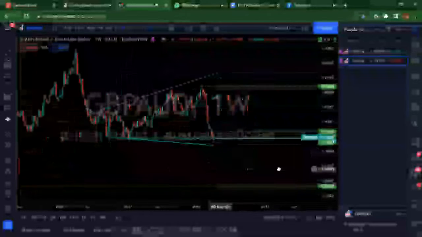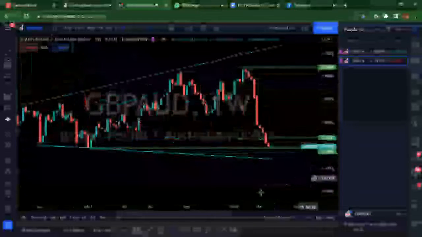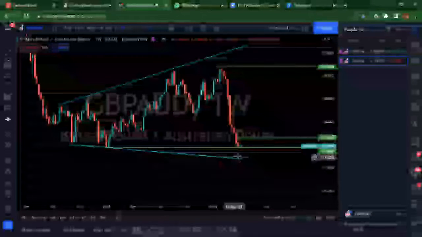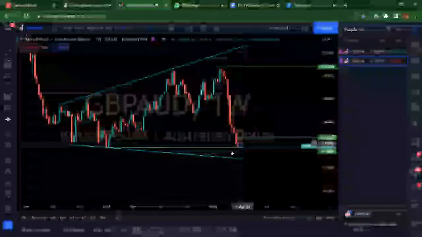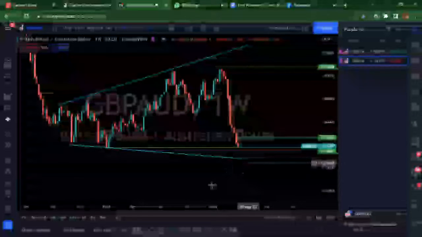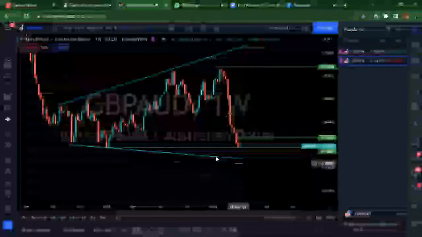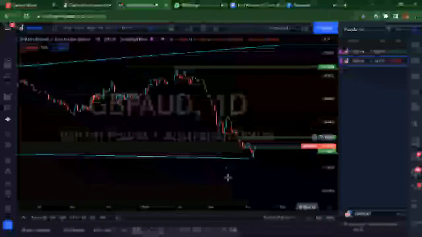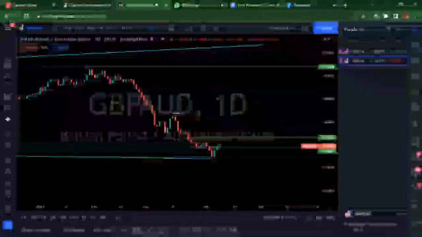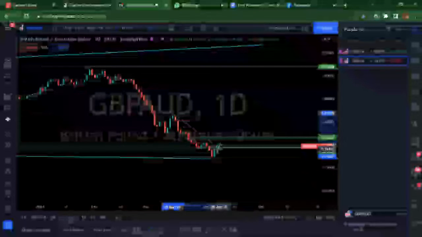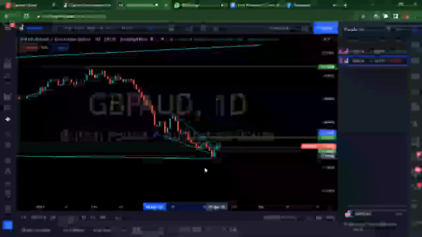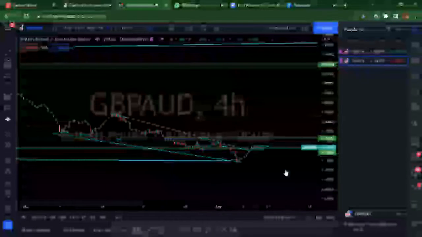And then when price reached this point, it showed us a huge rejection, which can be seen on the weekly time frame. And then on the daily time frame, this is what we have. So one would argue that this was a correction phase. Indeed, it was.